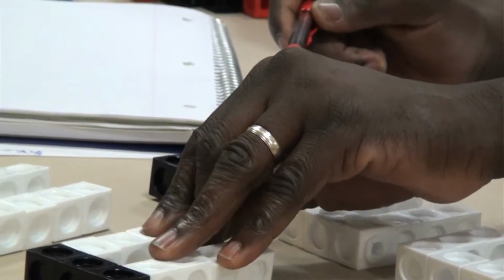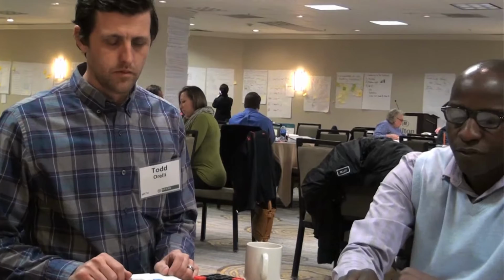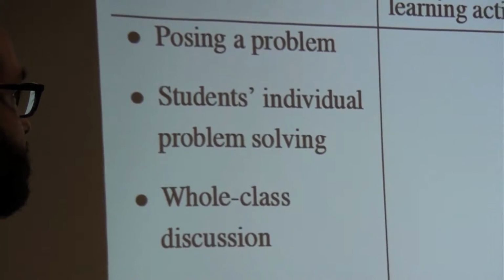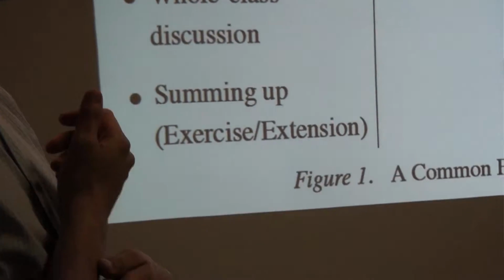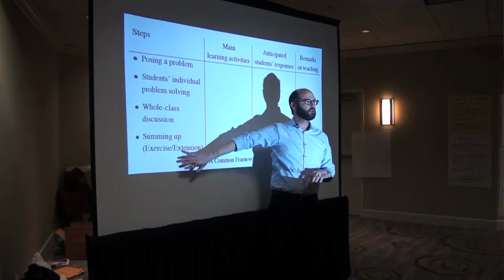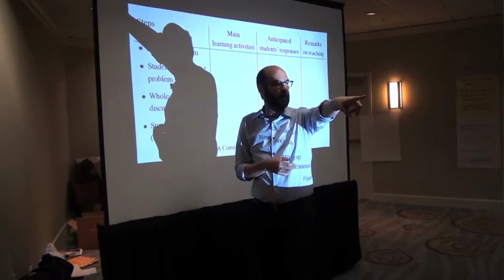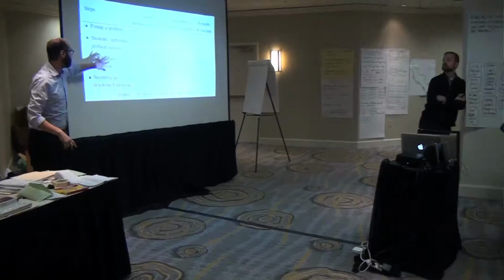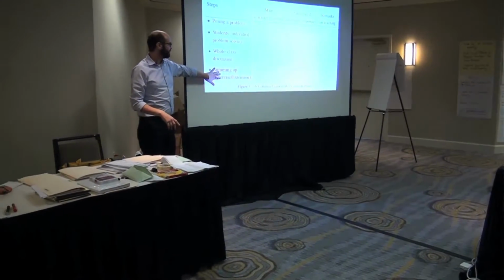We gave teachers some time collectively in groups to look at a lesson planning template and to play around with it with one of the 2 visual patterns that we'd explored. The template works as: pose a problem, students working individually on that problem, discussing the work that they've done on that problem, and then the summing up activity. And then for each of those sections, they were thinking about what's the main math activity that students are doing, what student responses do you expect, and then notes on teaching.